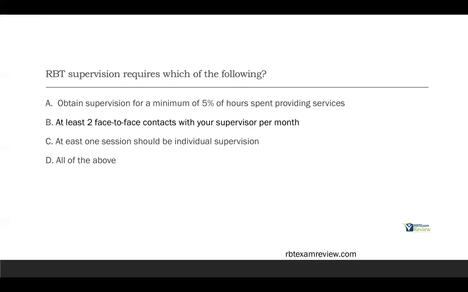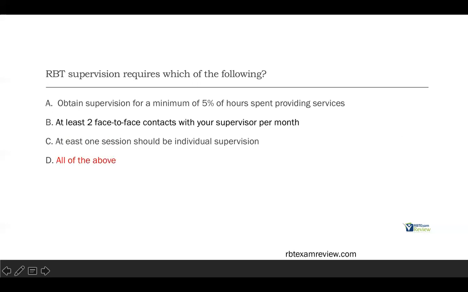B, at least 2 face-to-face contacts with your supervisor per month. Yes, right? Supervision can't just be a text message, okay? You need to at least see your supervisor in some capacity, okay, twice a month. C, at least 1 session should be individual supervision. Yes, okay? Group meetings are okay. Group supervision is okay, but you have to at least have one-on-one session with your supervisor. Okay. So all of these are required for RBT supervision, therefore, all of the above.